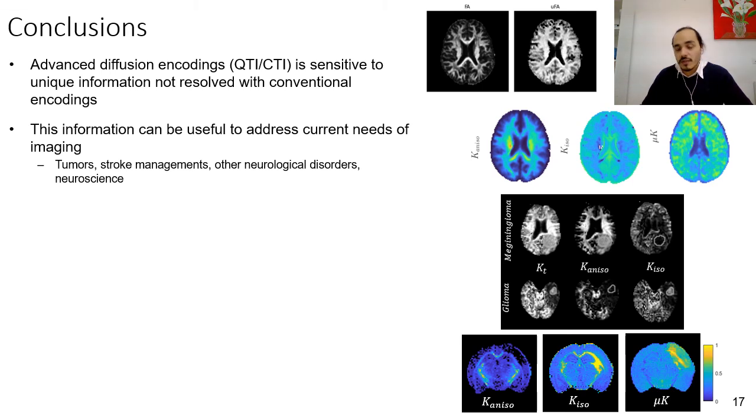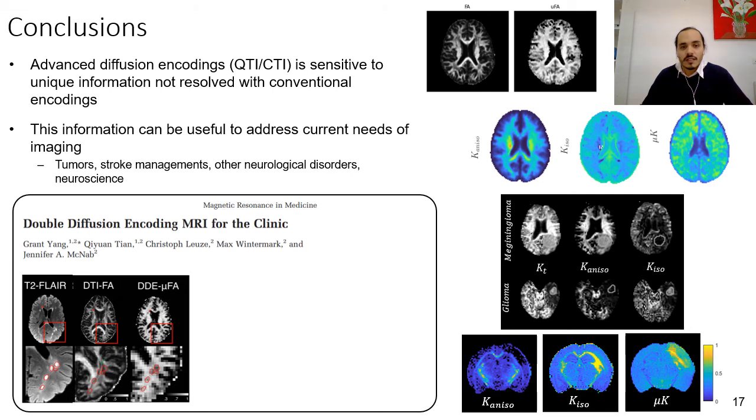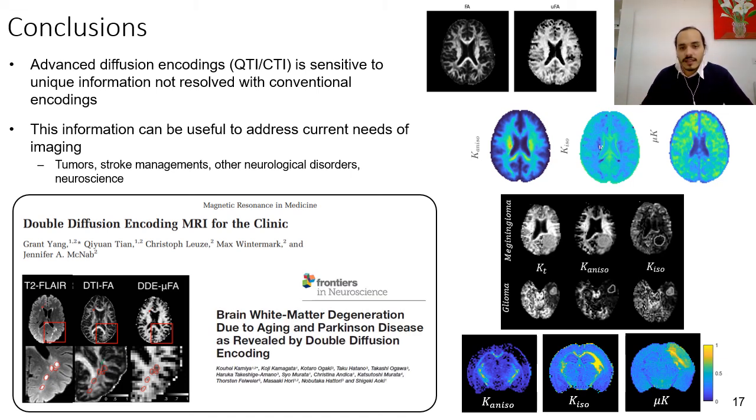It's also important to note that this can have general applicability to other applications. For example, in this study, double diffusion encoding was used to characterize lesions of multiple sclerosis, and QTI was also used to characterize changes of aging and Parkinson's disease. And for this, there's a very recent and interesting paper that just came out two years ago.